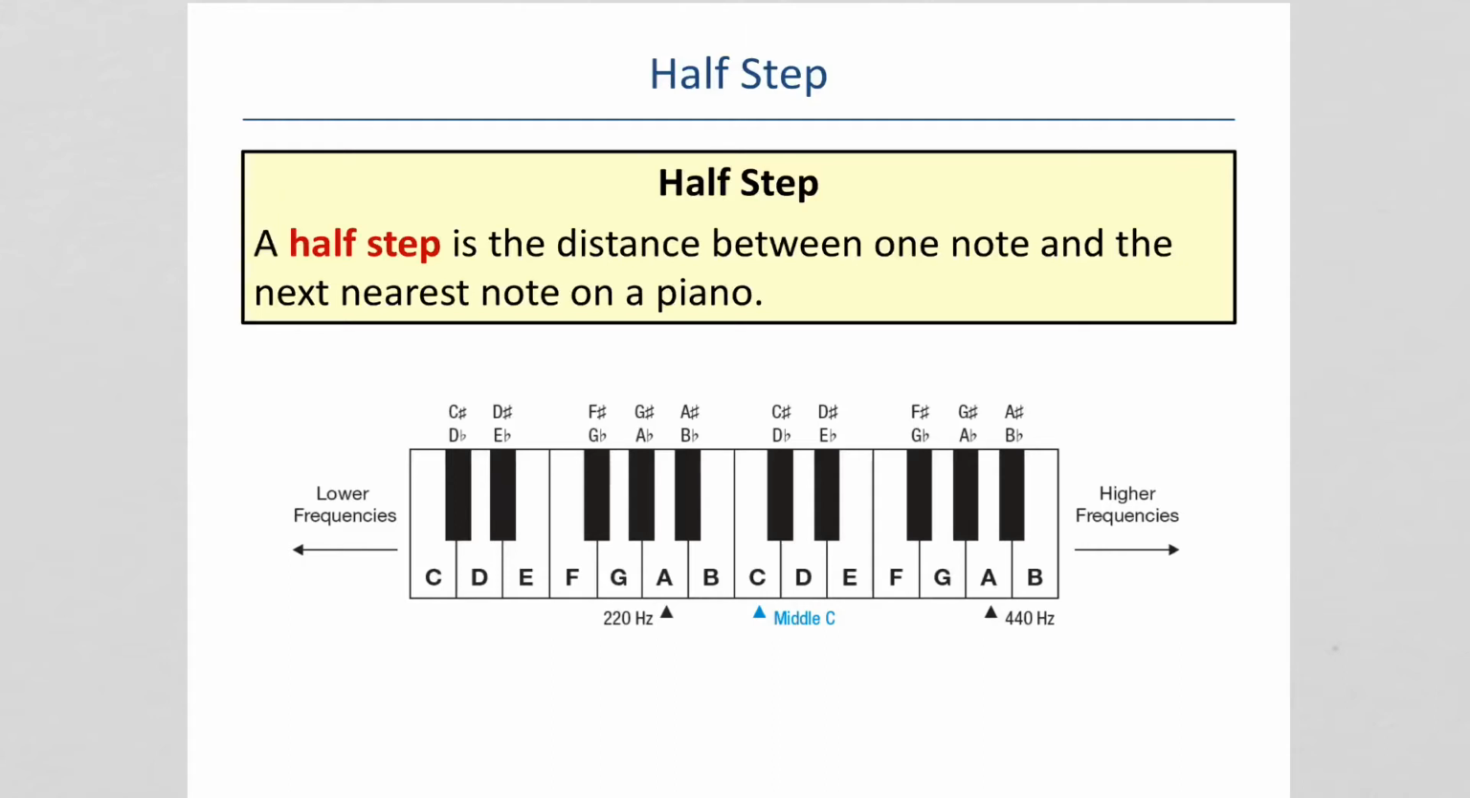A half step is the distance between one note and the next nearest note on a piano. Like from B to C is a half step. Or from C to C sharp, which is also D flat, is a half step. From E flat to E is a half step.